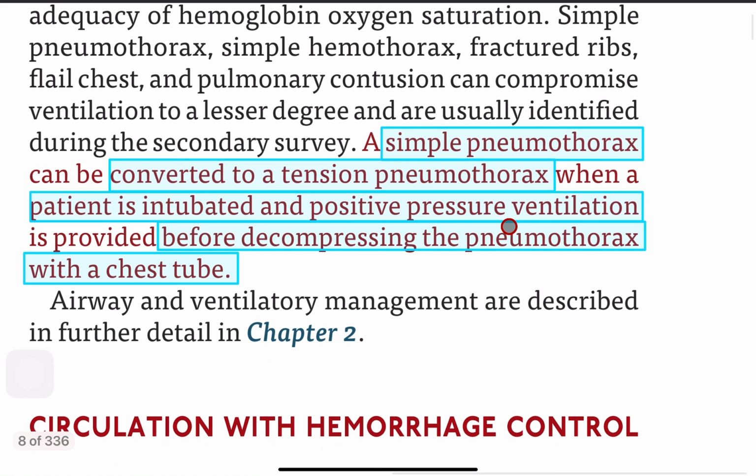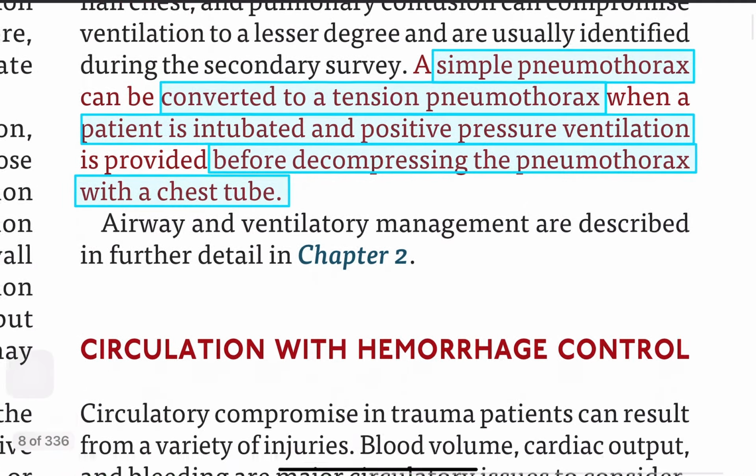A simple pneumothorax can be converted to a tension pneumothorax when the patient is intubated and positive pressure ventilation is started before decompressing the pneumothorax with a chest tube. This can be asked in a clinical scenario question. So just highlight this one.